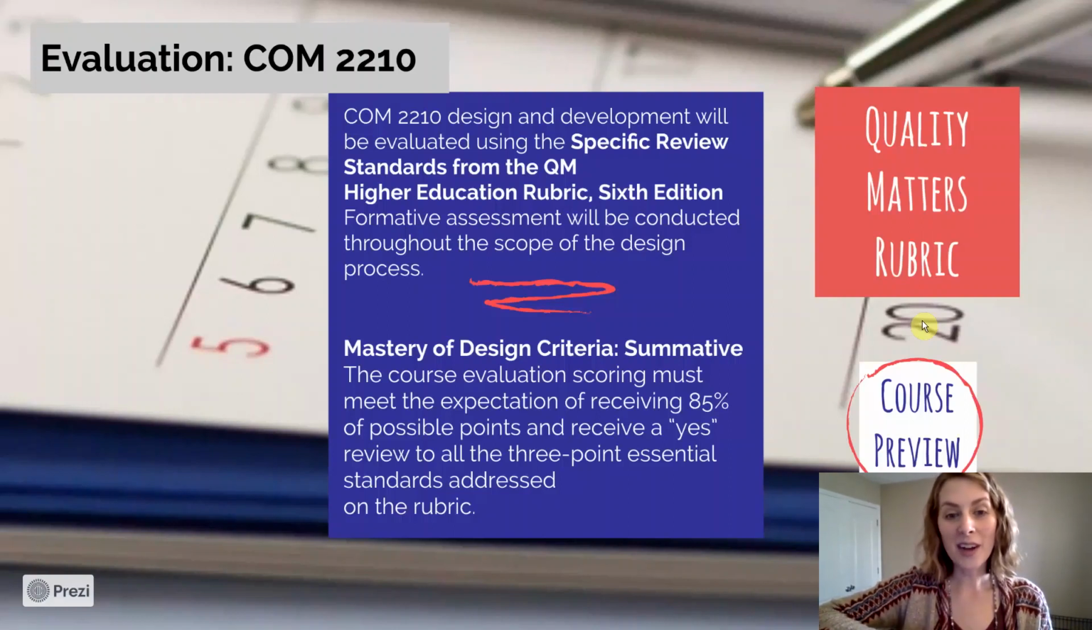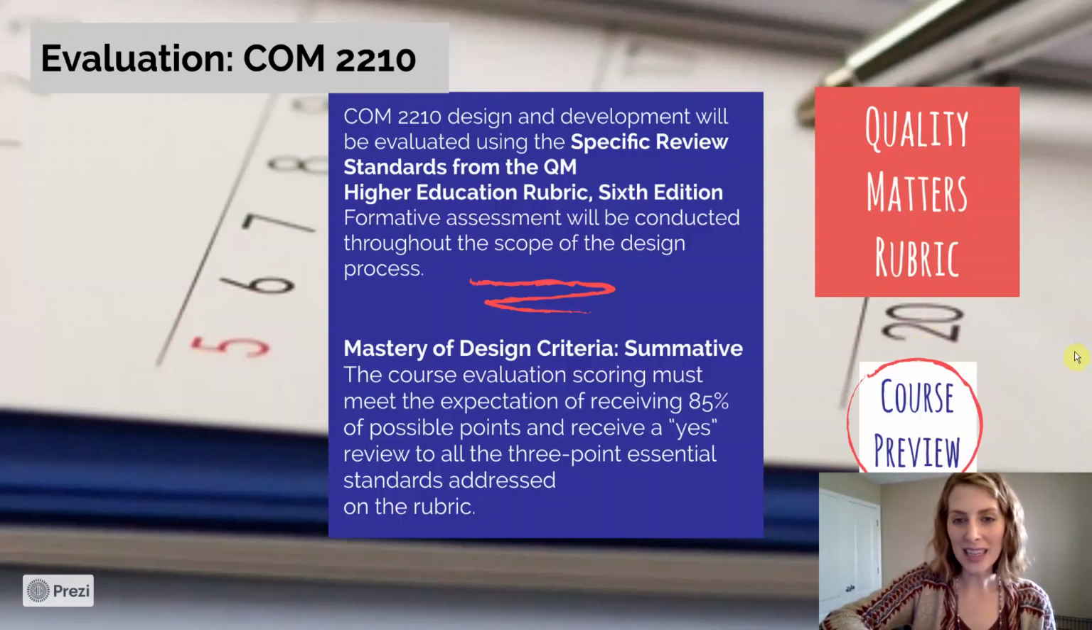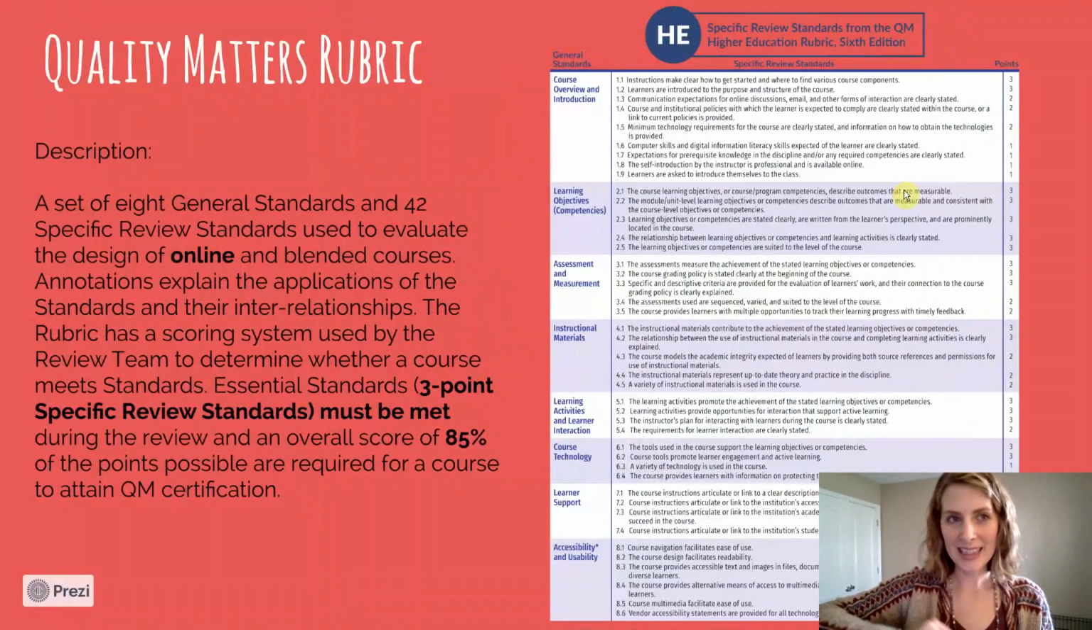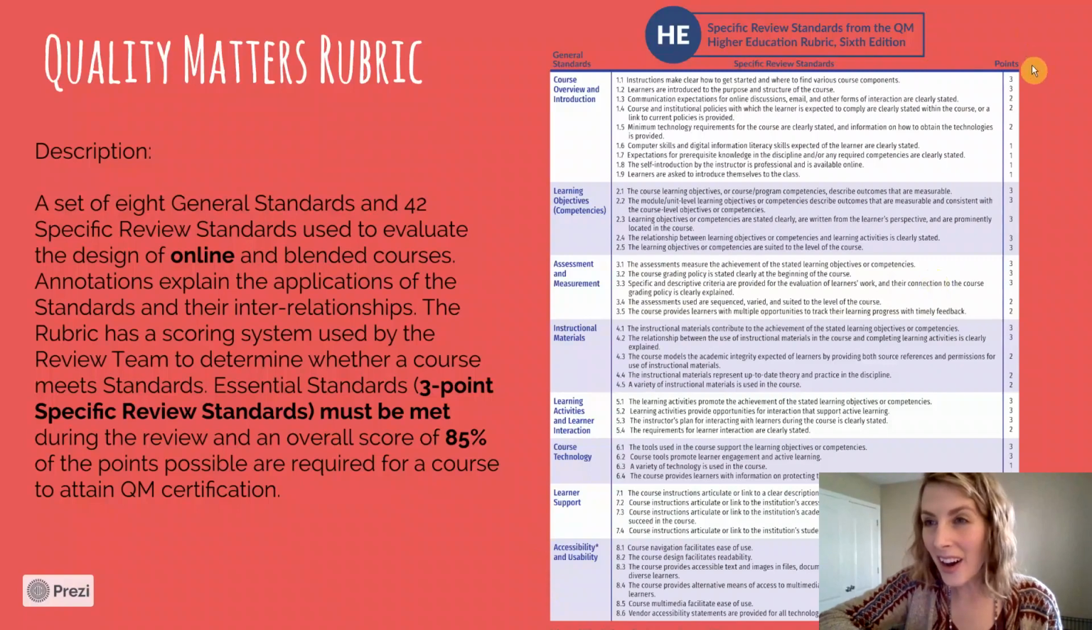Again, we wanted to get 85% of those possible points and receive a yes on all 3 of the 3-point essential standards that were addressed, and I'll show you those essential standards. This is an image of the Quality Matters rubric that we used. You'll see it has a set of 8 general standards on the rubric, and we wanted to receive a yes on all of the 3-point categories.